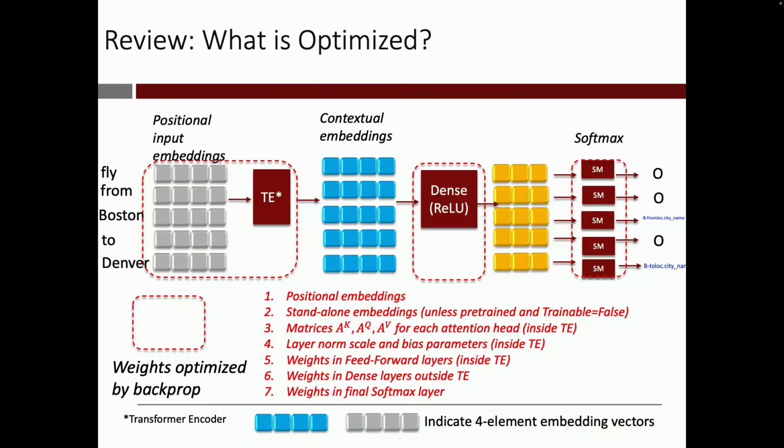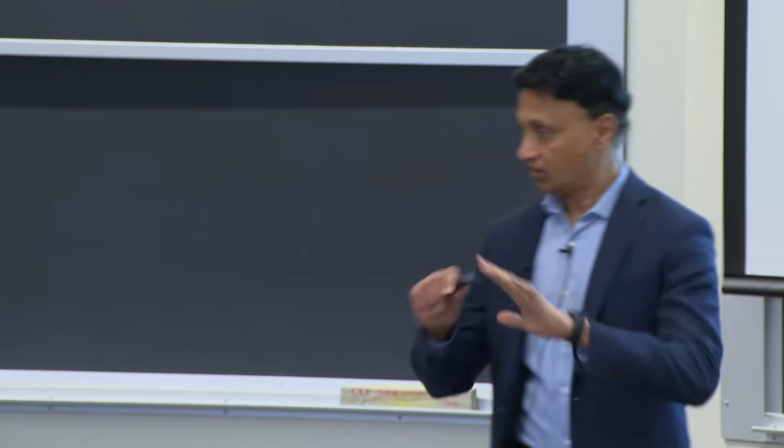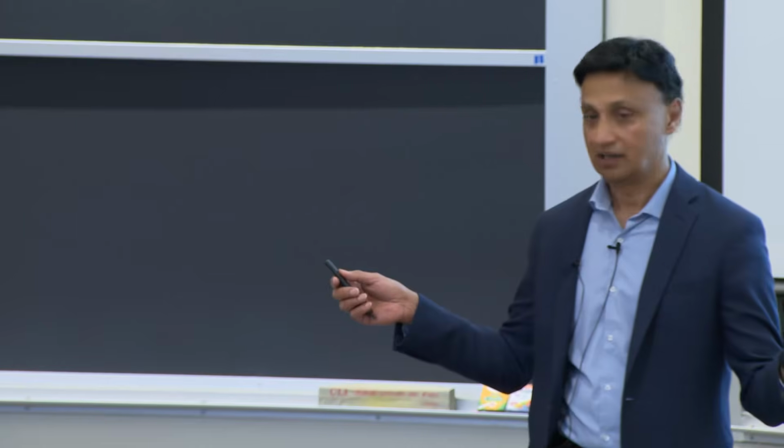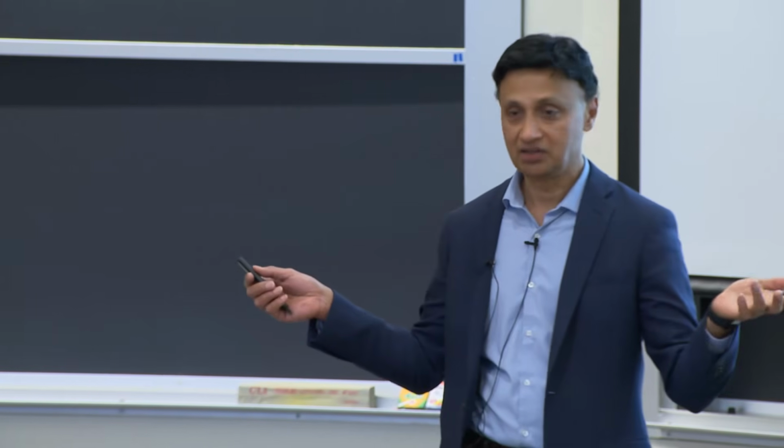Okay? So in that sense, you just step back for a second and look at the whole thing. It is just a mathematical model with a lot of parameters. And we're just going to use gradient descent or stochastic gradient descent to optimize it. That's it.